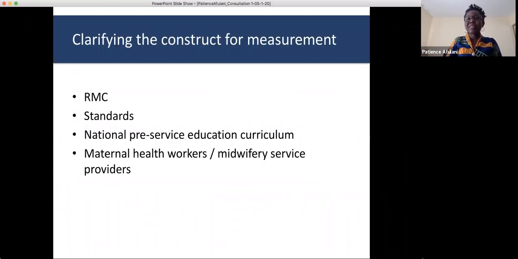The key construct in this indicator is RMC. However, there are other words that need to be operationalized in the current formulation. These are standards, National Pre-Service Education Curriculum, and also maternal health workers. And I'll touch on each of these in my presentation.